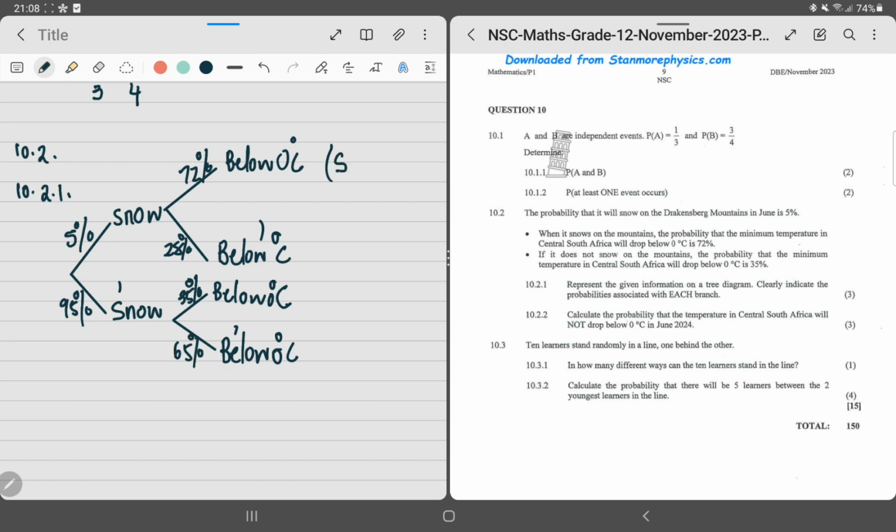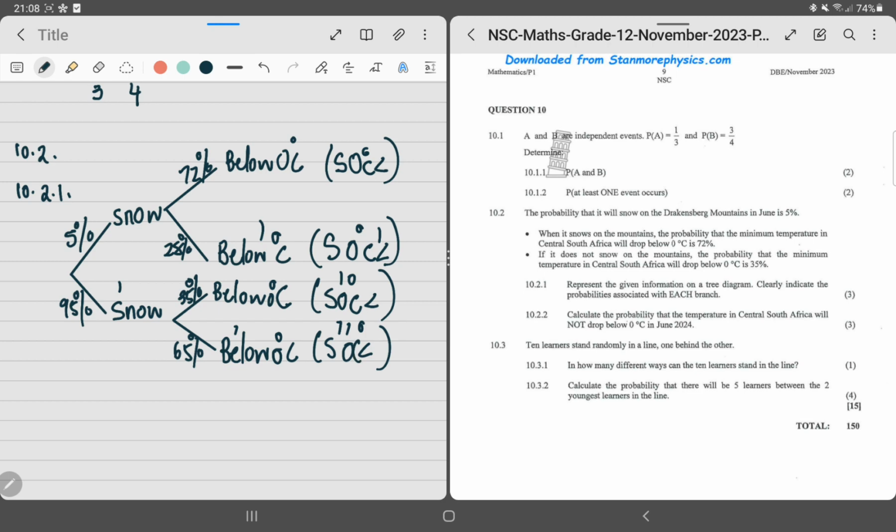So the probability of snow and below 0 degrees Celsius, the probability of snow and that the temperature does not go below 0, the probability that it will not snow and the temperature will go below 0 degrees, and the probability that it does not snow and the temperature will not go below 0 degrees Celsius.